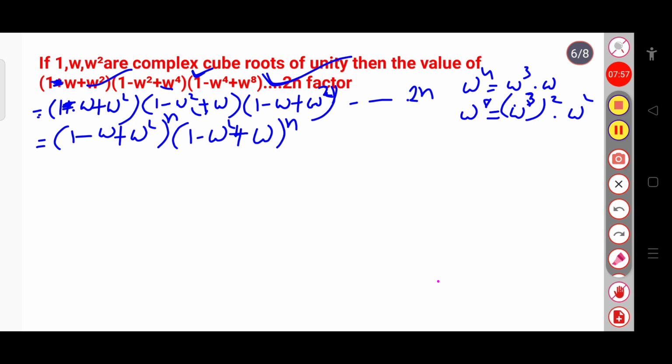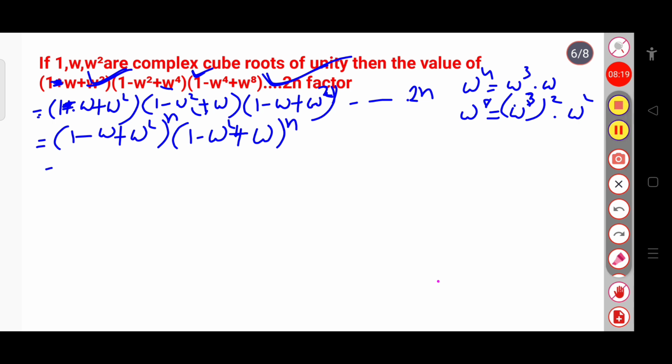Again, the first and third term are the same. So, first, third, fifth and so on, this term will remain the same. So, this will continue up to the nth term, and similarly 1 minus omega square plus omega, and so on for the second, fourth, sixth, those terms will get the same value. So, this will be power n.